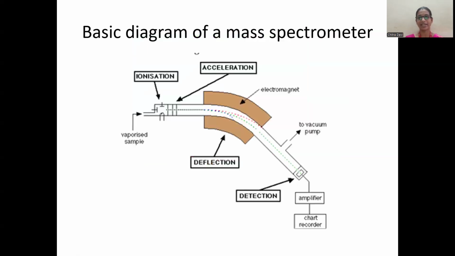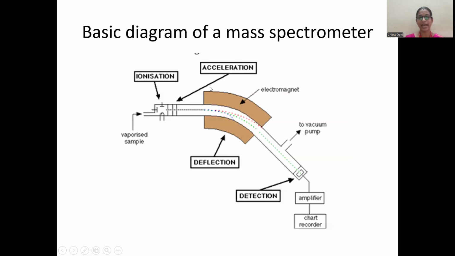So this is the basic diagram of the mass spectrometer, the basic instrumentation. Here three or four different sections will be there. First one is ionization, second one is acceleration, third one is deflection, and final one is detection. Here the vaporized sample comes in. The sample in the form of vapor goes into the ionization chamber, where it is converted into ions. So the production of these ions happens in the ionization chamber.